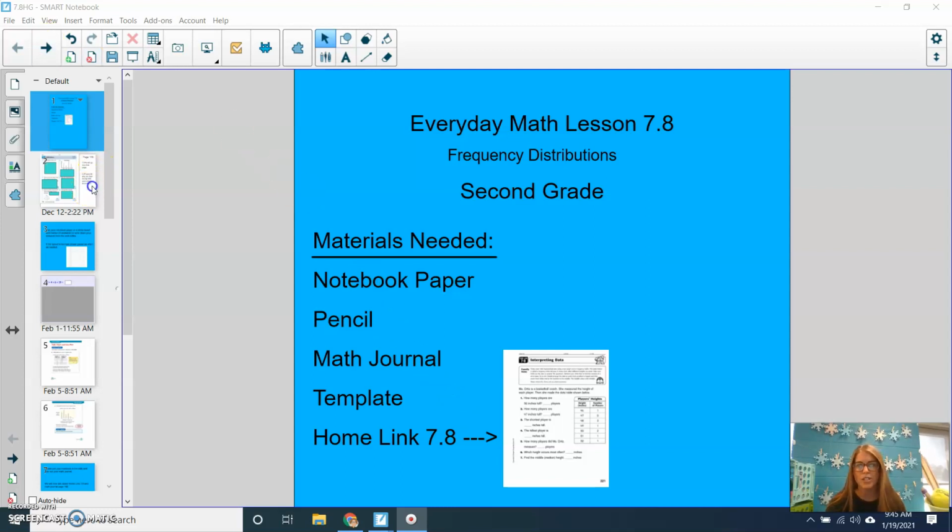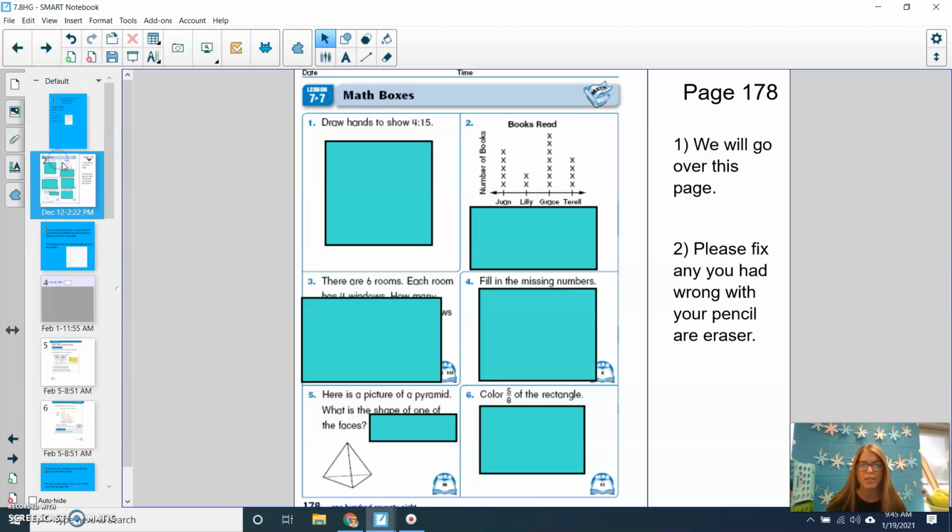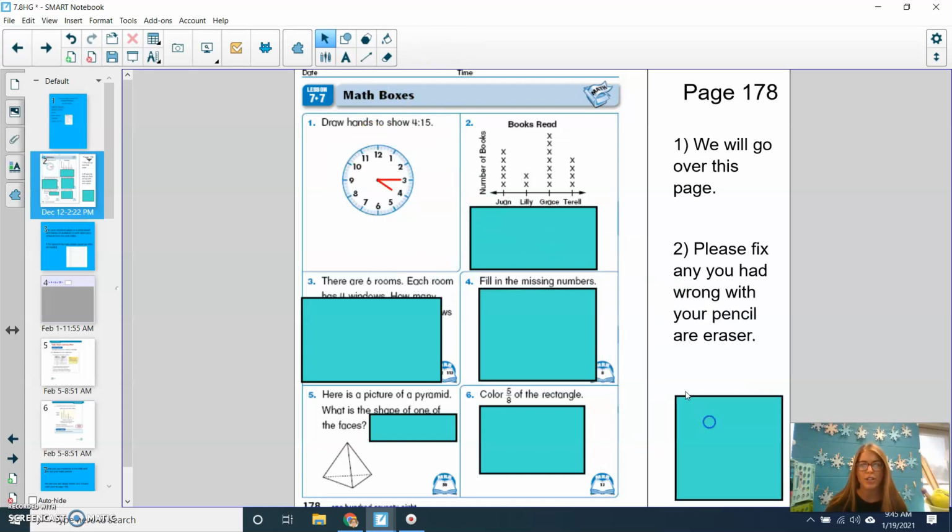The first thing that we're going to do is go over our math boxes from the previous lesson. So if you can open up your math journal to page 178. If you notice that you have any mistakes, please fix those with your pencil and eraser. For our first question, draw hands to show 4:15. You should have your hour hand, your shorter hand, just a little bit past your 4, and then your minute hand, the longer hand, should be on the 3.